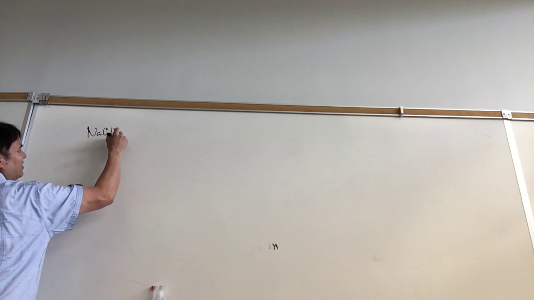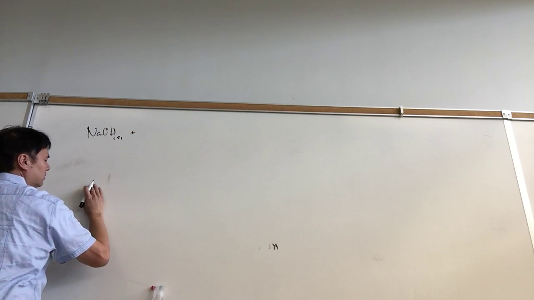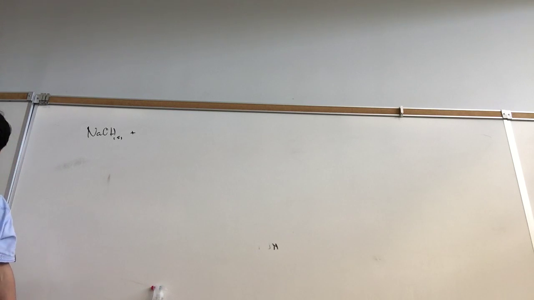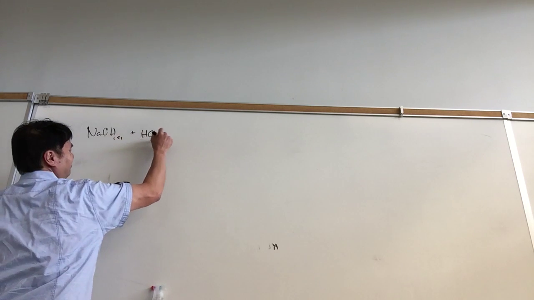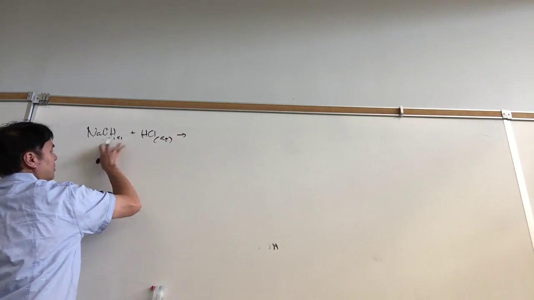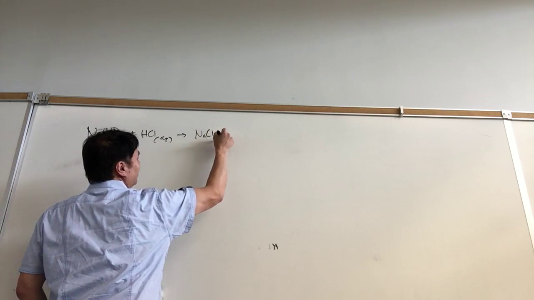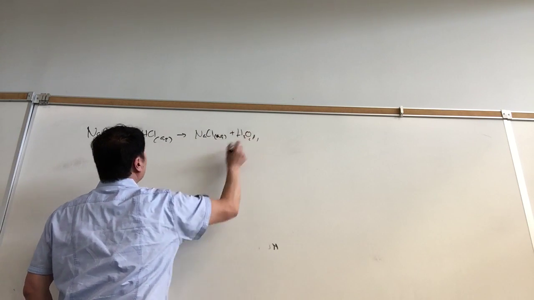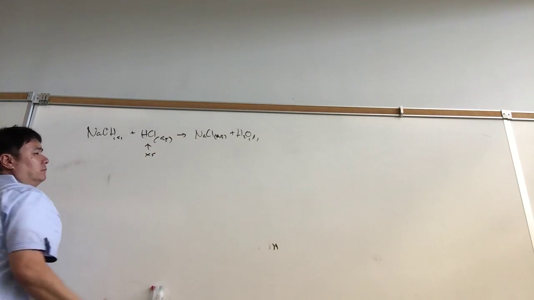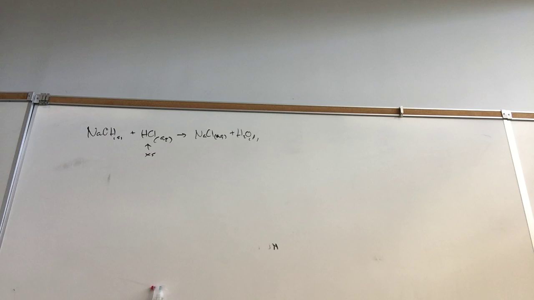We're going to do one more reaction here, and the last one will be sodium hydroxide solid plus HCl. Sodium hydroxide solid plus HCl AQ is going to yield sodium chloride AQ plus H2O liquid. HCl is going to be in excess here, and so the amount of reaction is going to be dictated by how much sodium hydroxide we use.